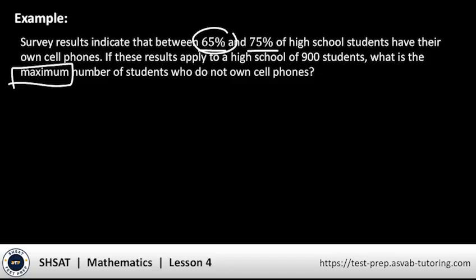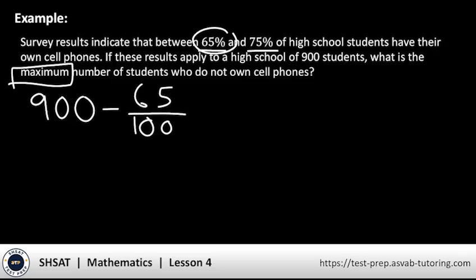If we want to know how many do not have cell phones, of course we need to subtract. So subtracting a smaller number is most definitely going to give me a bigger result, right? So that is what you need to think about. So for that reason, from the total number, which was 900, I now have to do minus 65%, or 65 over 100 of 900. However, if the question were the other way around, let's say if the question said what is the minimum number of students who do not own cell phones, I would have subtracted 75% of it. Okay? So let's just now move forward with the question.